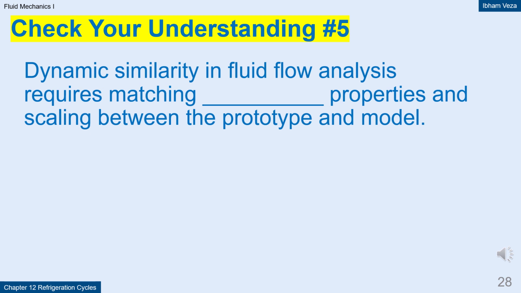Check your understanding number 5. This question reinforces that dynamic similarity is not only about shape, but also about fluid properties. The key phrase in this problem is the matching of fluid properties and scaling between the model and the prototype. By answering it, students strengthen their understanding that the acting forces must be proportional. This question also reconnects the concept of Reynolds number and other dimensionless numbers. This short evaluation helps lock in an important concept before moving further.